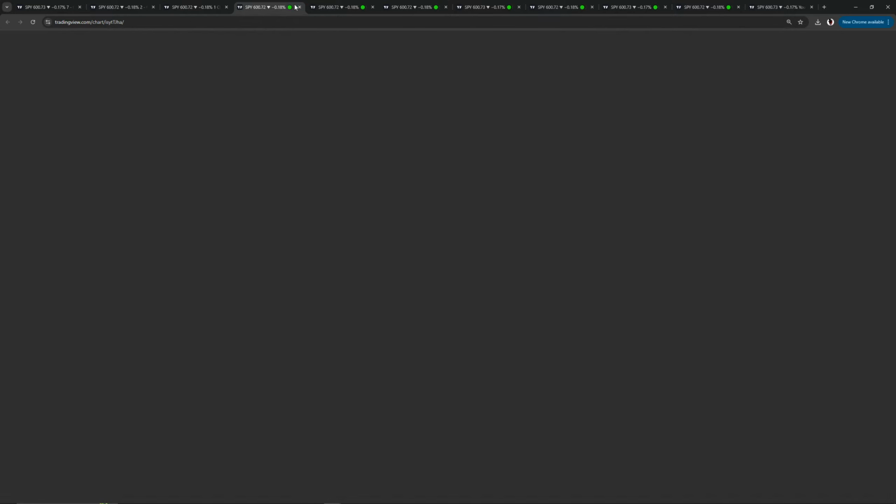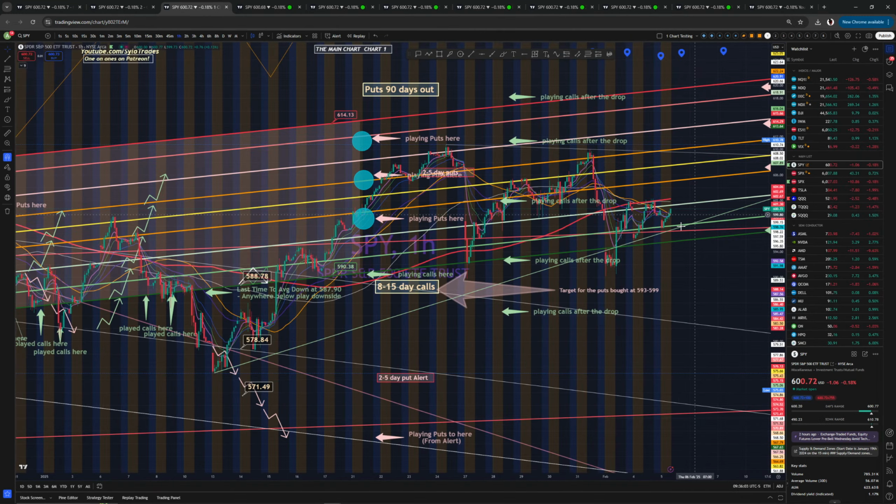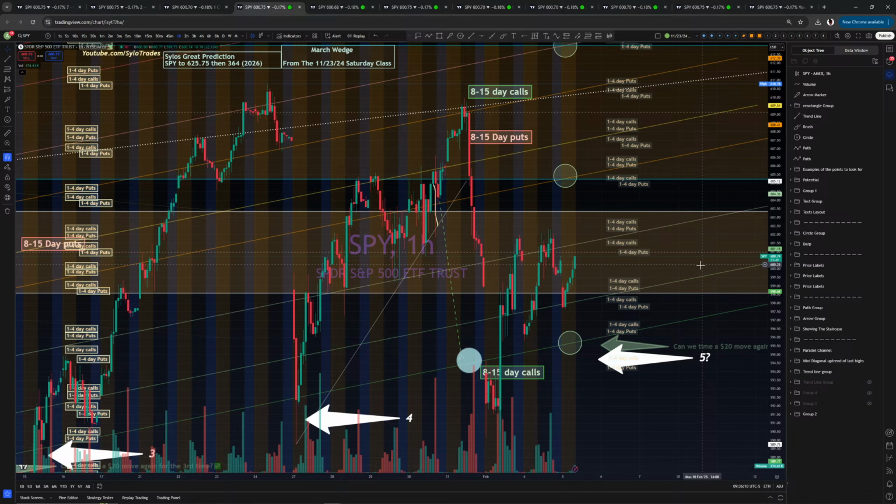So again, just like yesterday, same old stuff. You're still stuck around this 601. Is that the 601.20 line? Yeah, 601.20. Still stuck around that same area. So because of that, we're going to play this very slow, everybody. We're not going to rush this.